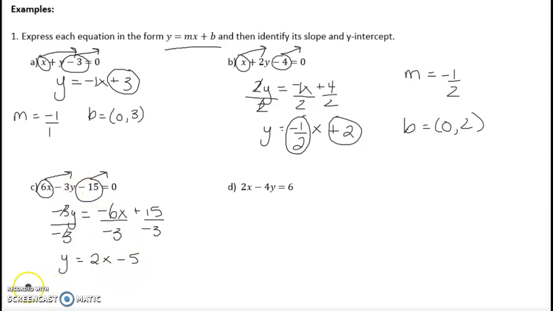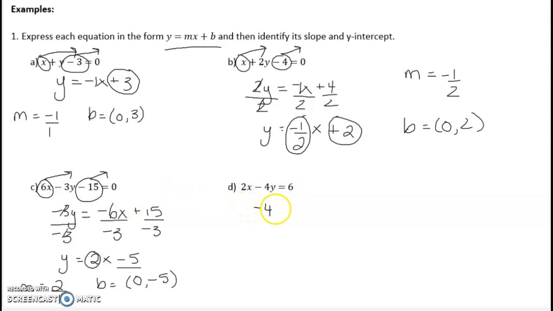So on this one, my slope, which is my m, is the number in front of my x. So that is a positive 2, and that is over top of 1. And then my y-intercept, which is my b, x has to be 0 on this one, and y is negative 5. All right, last one here, we need to isolate y.